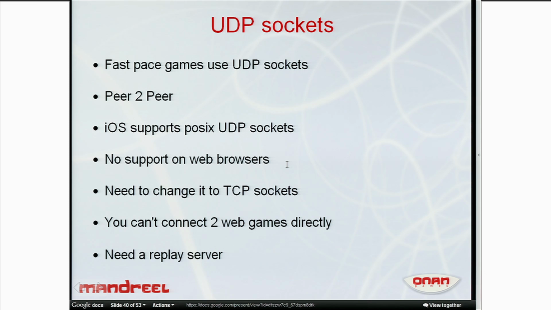UDP sockets. Fast-paced games use UDP sockets. It's like peer-to-peer technology. On iOS, you can use UDP sockets, no problem. But right now, there is no support for that in web browsers. There is no technology for that. So we had to change the UDP sockets to TCP sockets. And you cannot do peer-to-peer. So what does that mean? That you have to write a server, a relay server. So it means that the latency is going to be worse, and you need bandwidth. And bandwidth means money. So it's another problem.